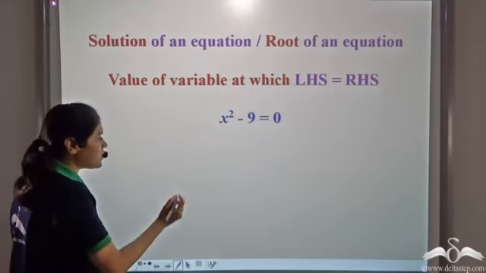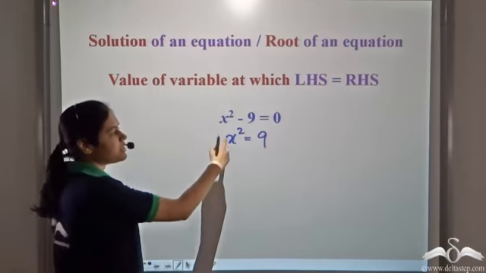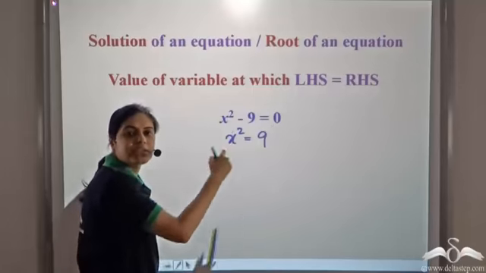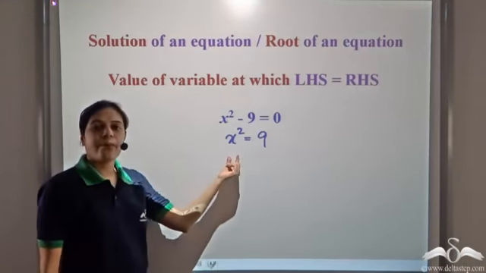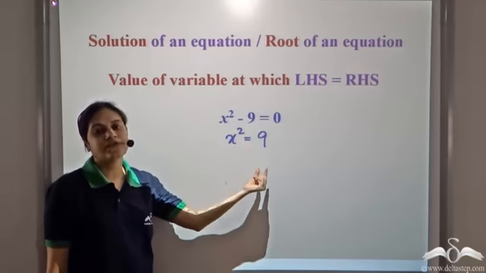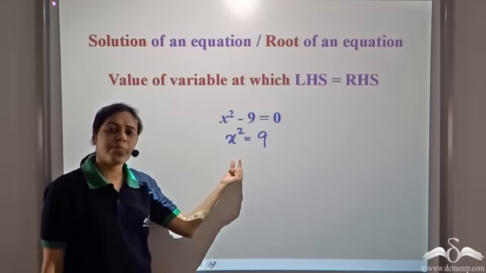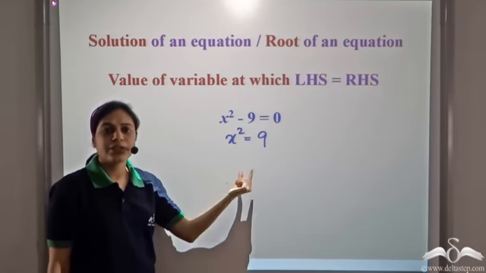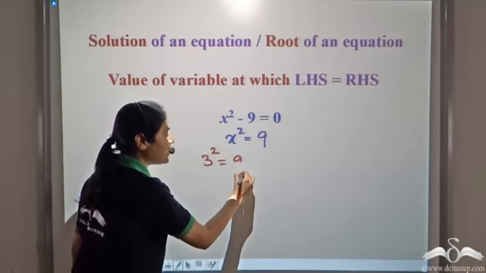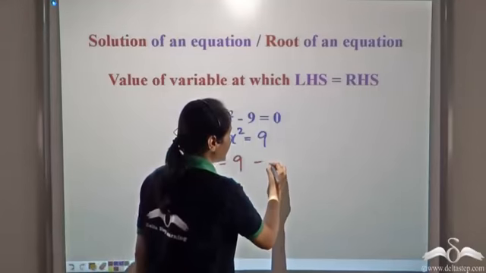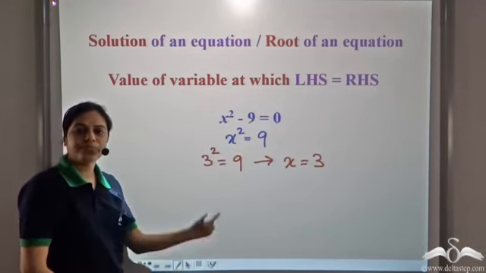Now, we can rewrite this equation as x square is equal to 9. We have simply transposed this negative 9 to the right-hand side. So, x square is equal to 9. Now, x is a number which when squared gives you 9. So what is that number? That is, the square of which number is equal to 9? 3. We know that 3 square is equal to 9. So we can say that x is equal to 3 is a solution of this equation.